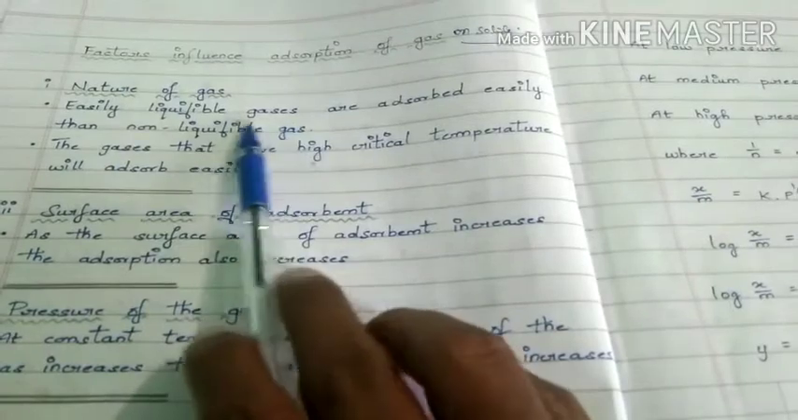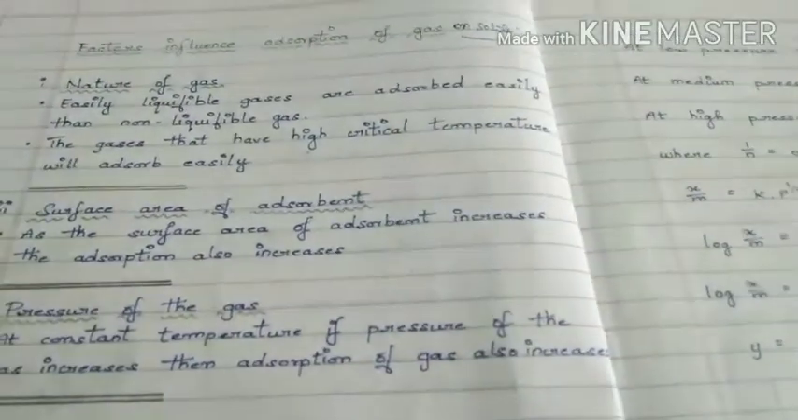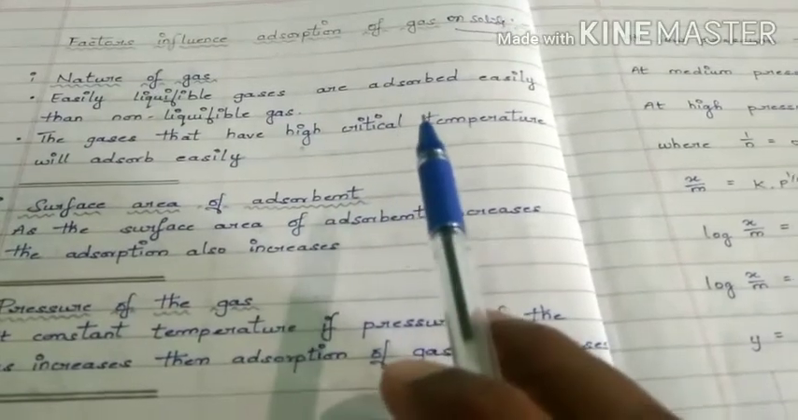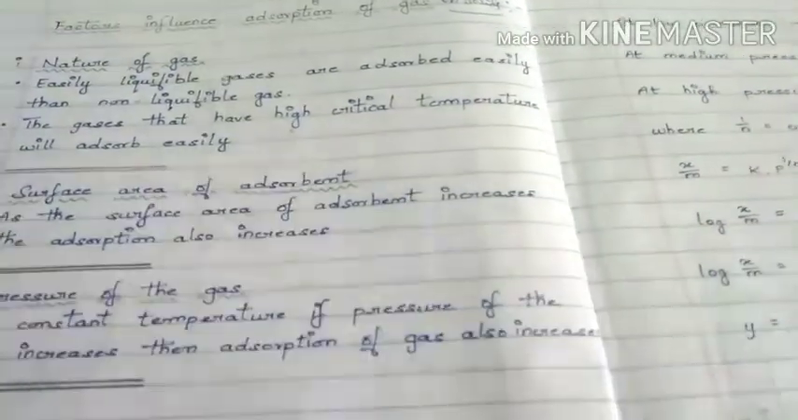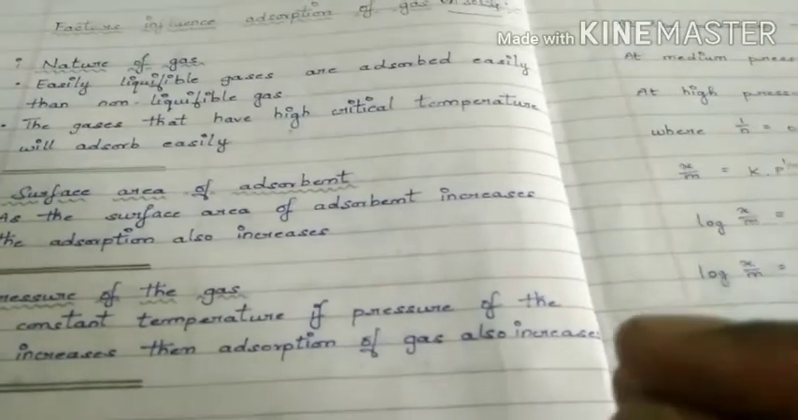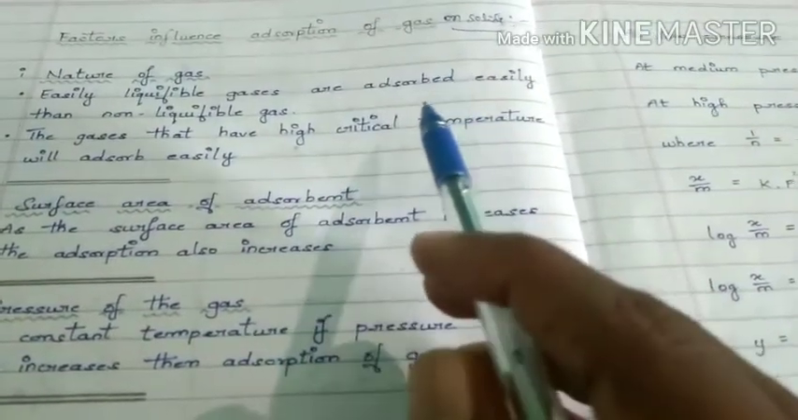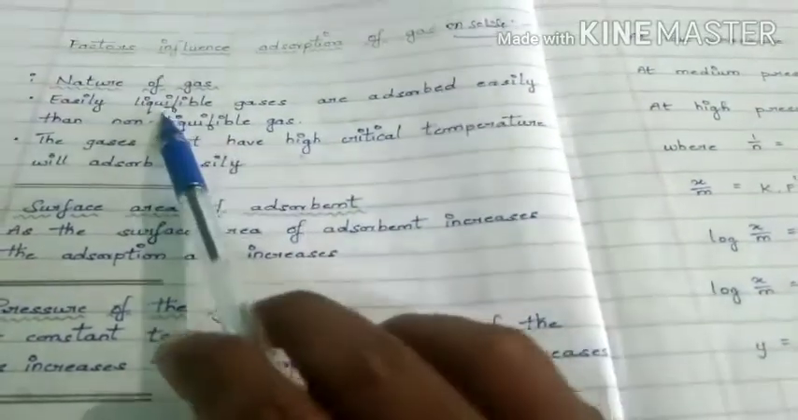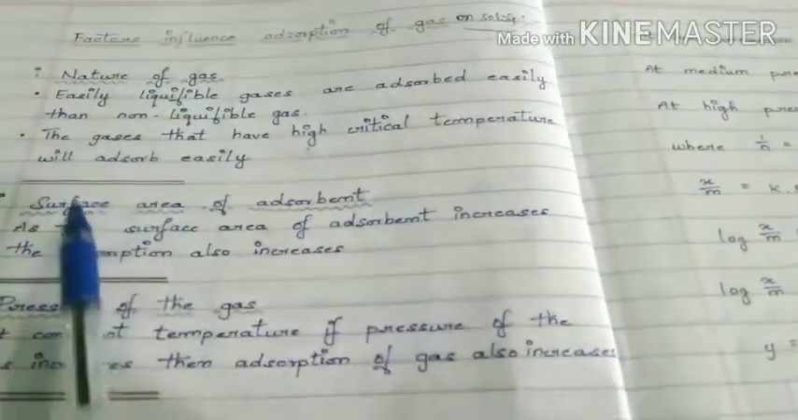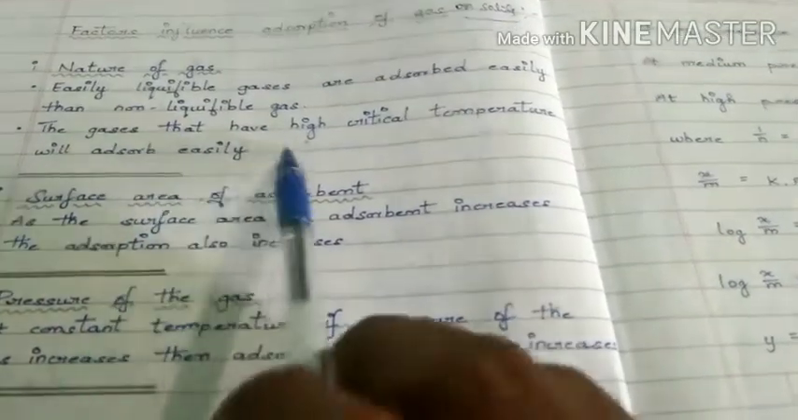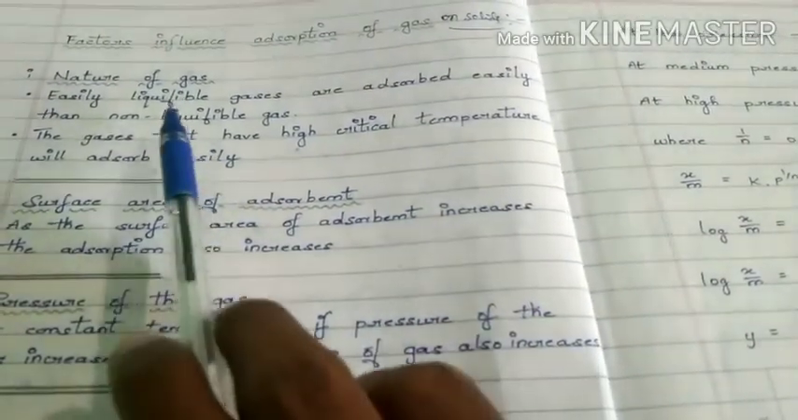Next, liquefiable gas means the gas which has a tendency to convert into liquid easily. Non-liquefiable gas means the gas which does not have that much tendency to convert into liquid. So the gases which have more critical temperature are liquefiable gases. Liquefiable gas means the gas which is readily converted into liquid. Which is not readily converted into liquid is called non-liquefiable gases. So which gases are considered liquefiable gases? The gas which has a high critical temperature is called liquefiable gas.